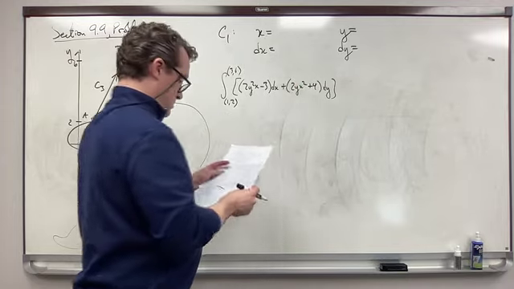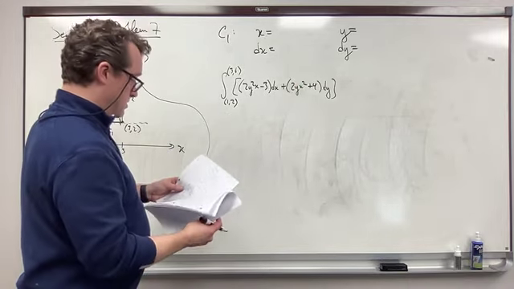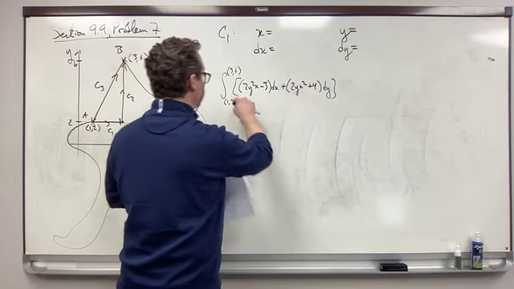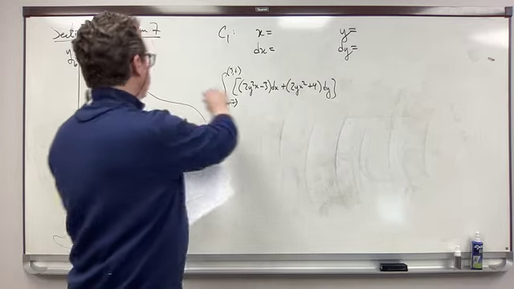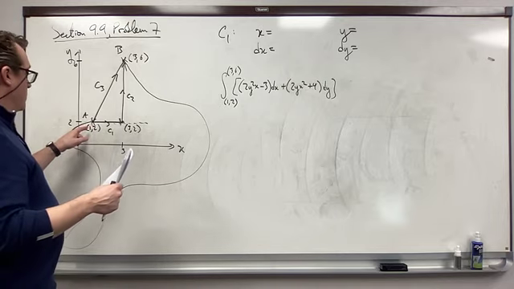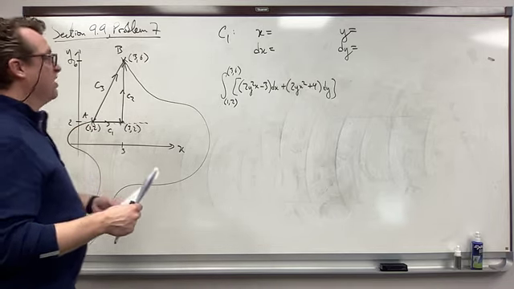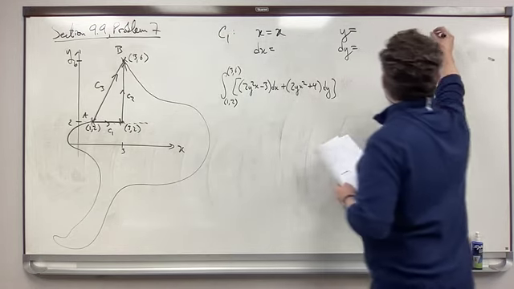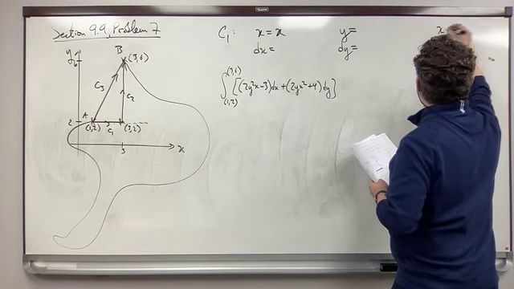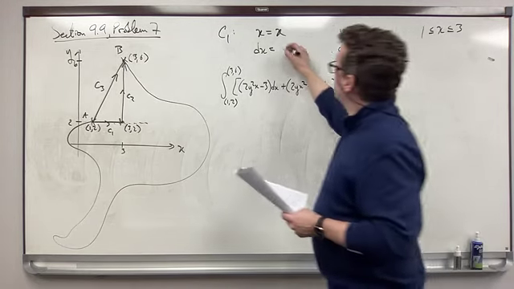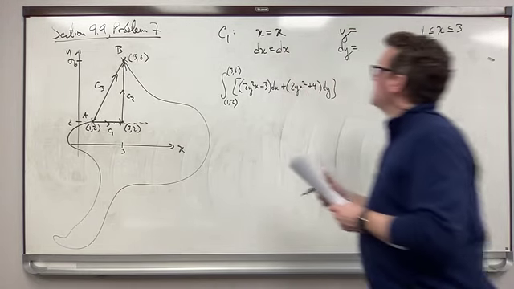Okay. To do that integral, we need to know x's and y's, dx's, dy's, and limits of integration. So now when I set this path up, C1, what is x as I vary between 1 and 3? Well, x is just equal to x. I'm going to let x go from 1 to 3. Okay. What's dx? Well, dx is just dx.